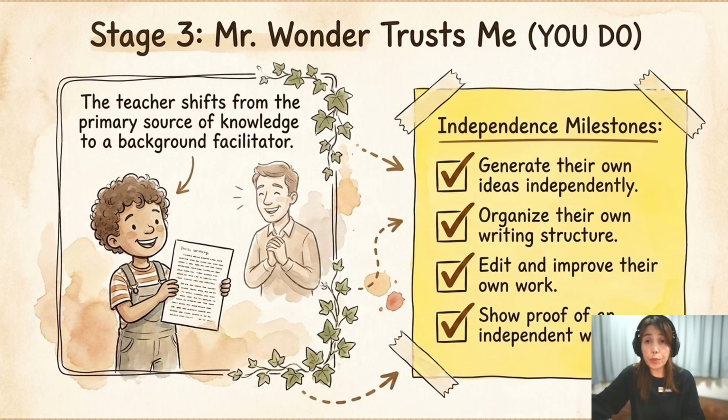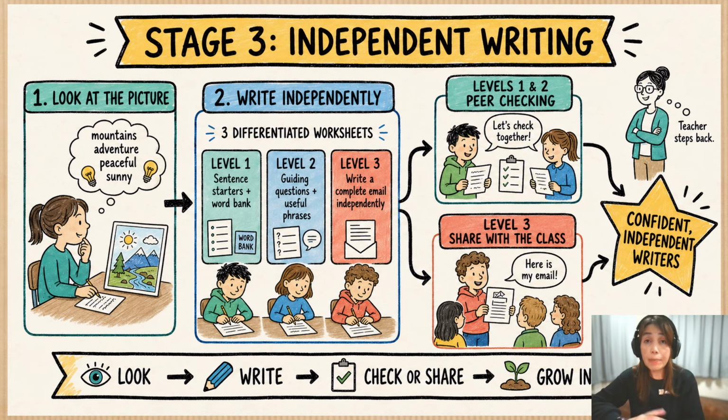The message to pupils is important. You have practiced this, you have the tools, and now you are ready to apply them. The independent writing stage follows a simple sequence: look, write, and then check or share. First, pupils observe the picture carefully and identify possible ideas. Second, they write independently using one of the 3 differentiated worksheets.